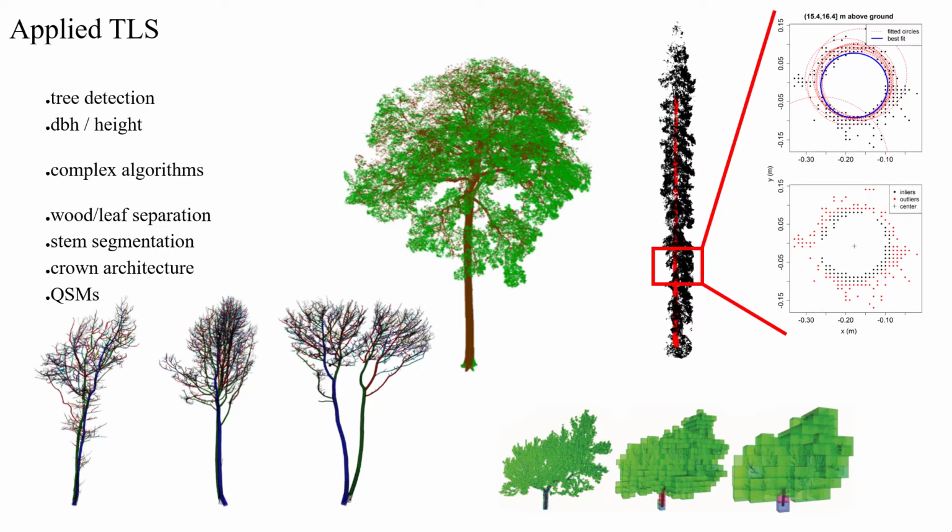Those algorithms have been applied in terms of forest inventory to a few very high-level applications, such as separation of wood and leaf biomass, stem segmentation and point classification of woody material, crown architecture, and the most advanced application of it are the quantitative structural models, in which you can fully reconstruct, or at least you try to fully reconstruct a tree, applying cylinder models stacked together that are able to reproduce all the structure and the volumes with high fidelity.